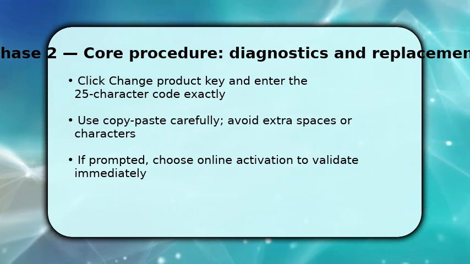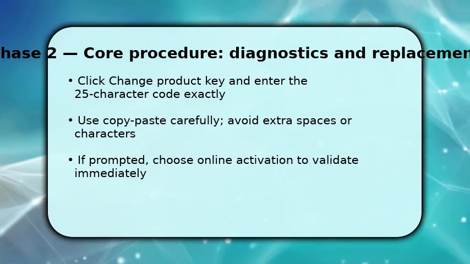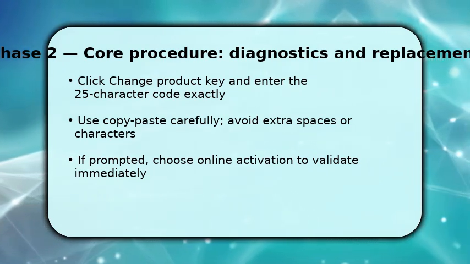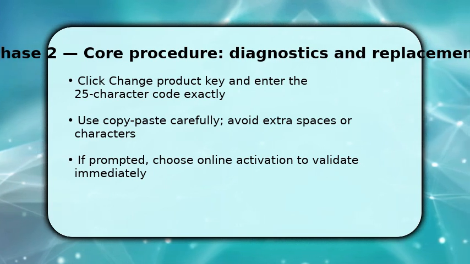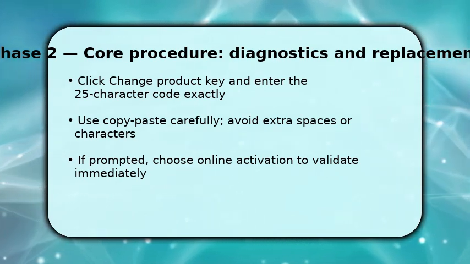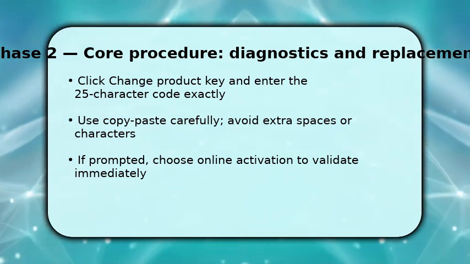If online activation is offered, choose it. Windows will contact Microsoft servers and confirm the license. If validation fails, note the error code shown, write it down or take a screenshot. Make sure your time and date are correct, because incorrect settings can block activation communication.